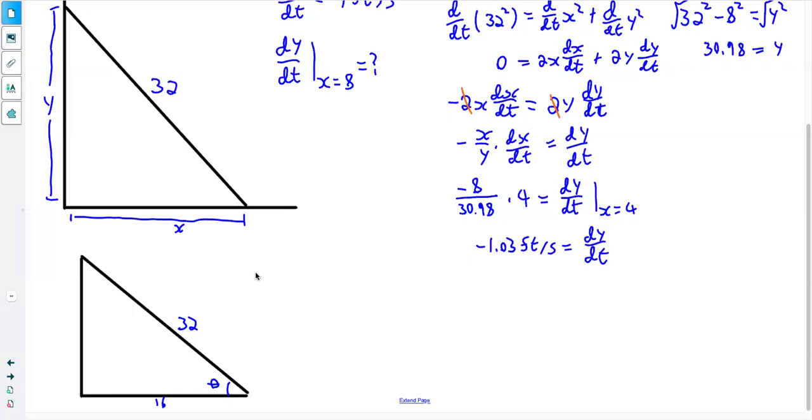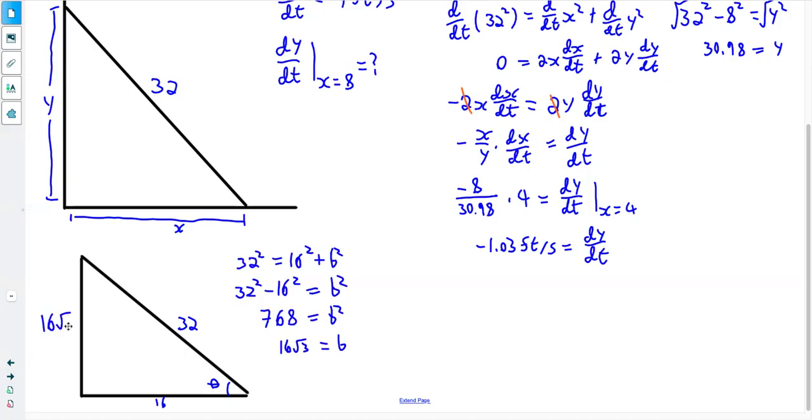And if we want to solve for this length here at that time, we can say that 32 squared equals 16 squared plus b squared. So 32 squared minus 16 squared equals b squared. So we have 768 equals b squared. We take the square root of both sides and change it to a mixed radical. We get 16 root 3 equals b. So we know this side here is 16 root 3.